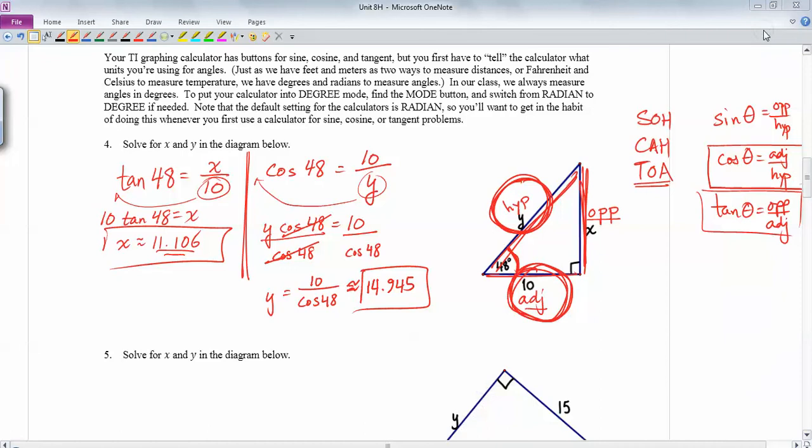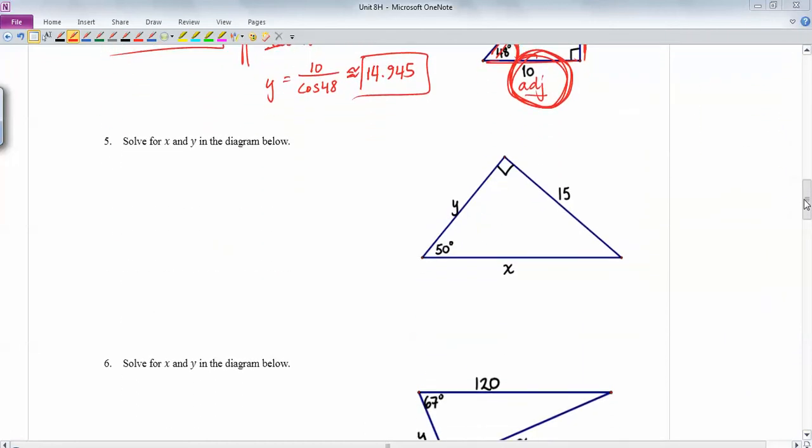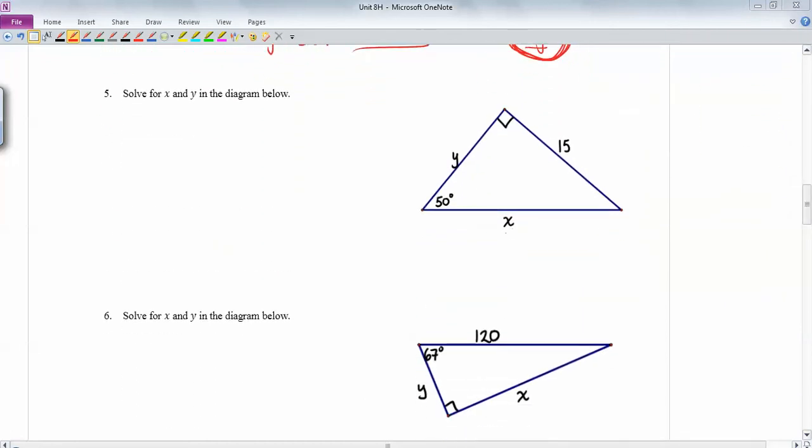Let's take a look at the next one. So in the next one, we're also solving for x and y. Here's my reference angle. You could solve for the 40 that's missing in this problem and use that as your reference angle, but that's just extra work. So if 50 is the reference angle, 15 is the opposite side. Y is not the hypotenuse, so it's got to be the adjacent side. And x is opposite the right angle, so it's the hypotenuse.